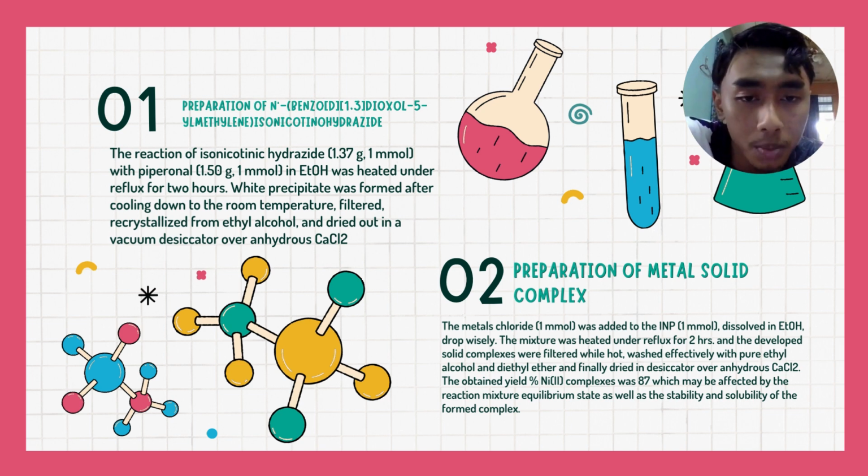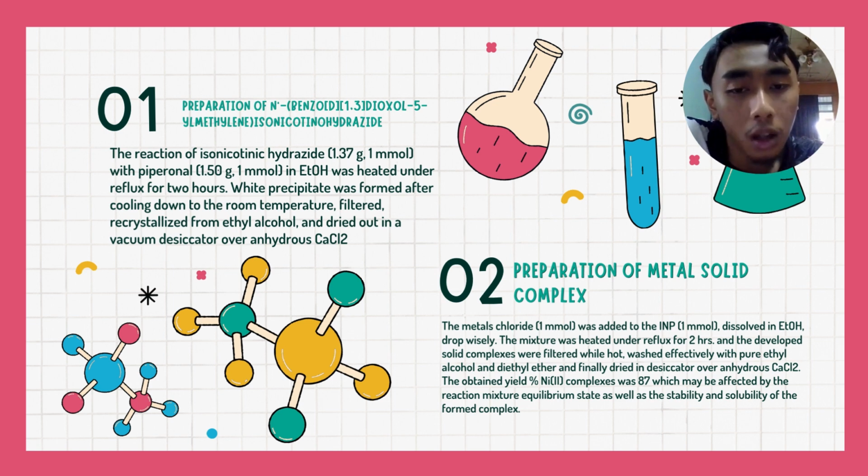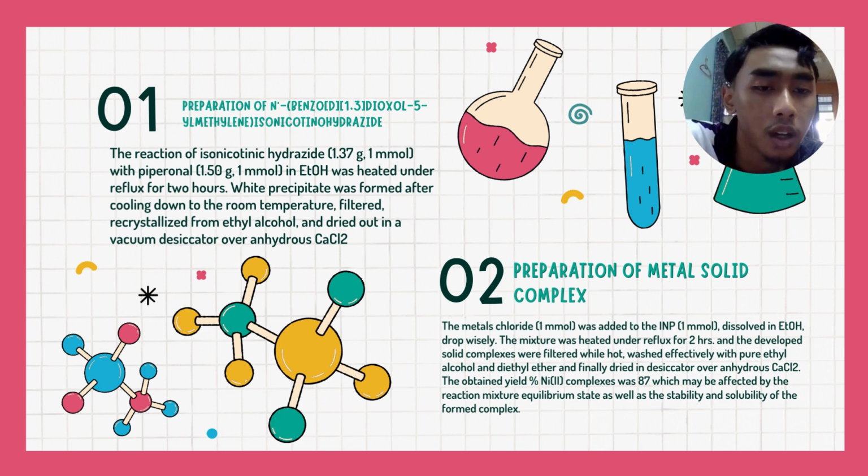The second one is the preparation of the solid metal complex. The metal chloride was added to the INP dissolved in ethyl alcohol, dropwise. The mixture was heated under reflux for 2 hours, and the developed solid complexes were filtered while hot, washed thoroughly with pure ethyl alcohol and diethyl ether, and finally dried in a desiccator over anhydrous calcium chloride.